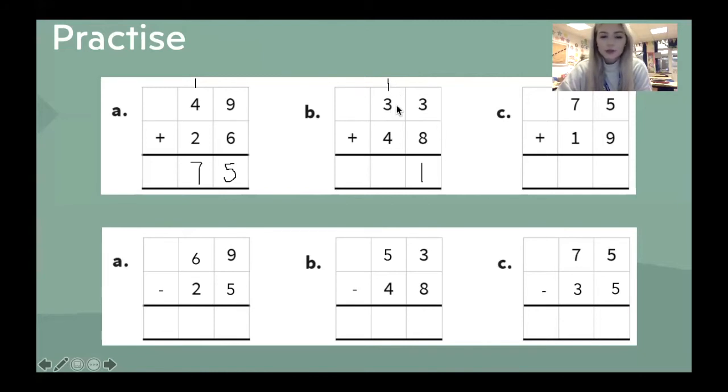Okay, now I'm going to be doing 1 plus 3 plus 4 tens. So 1 ten plus 3 tens I know equals 4 tens, and then 4 tens plus 4 tens I know equals 8 tens. So that is our answer here. Well done if you got that right.